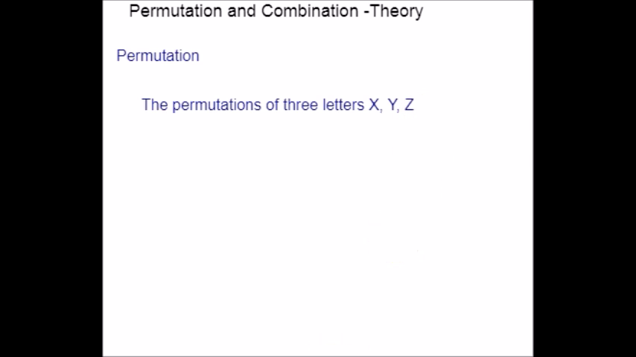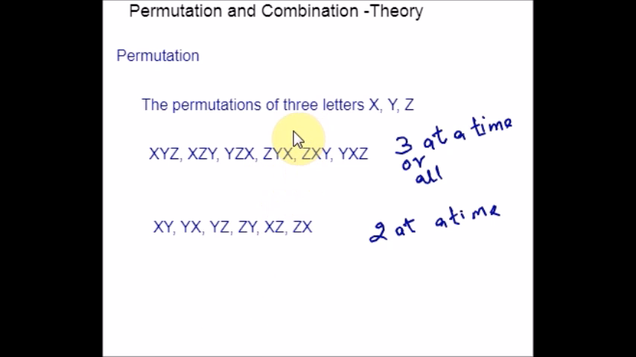Taking all at a time, it is just the arrangement of each of the letters given. We are taking all at the time. This can also be done by taking some at a time. Let us take two letters. The permutations of the three letters XYZ taken two at a time would be. Hope you're clear with this definition.